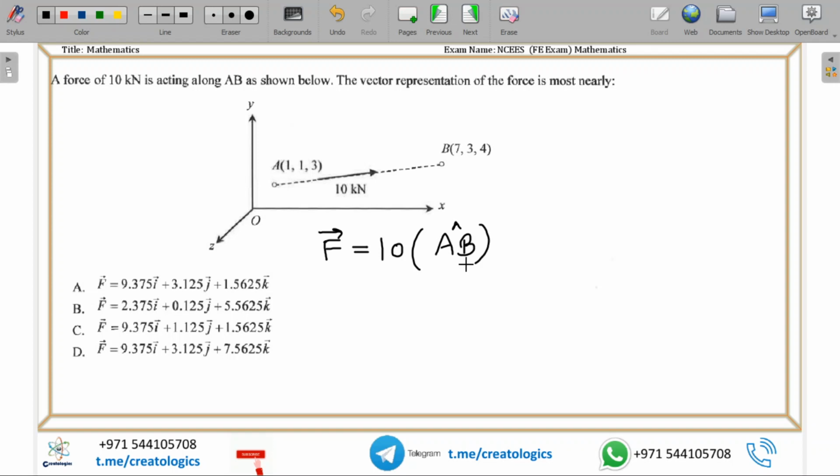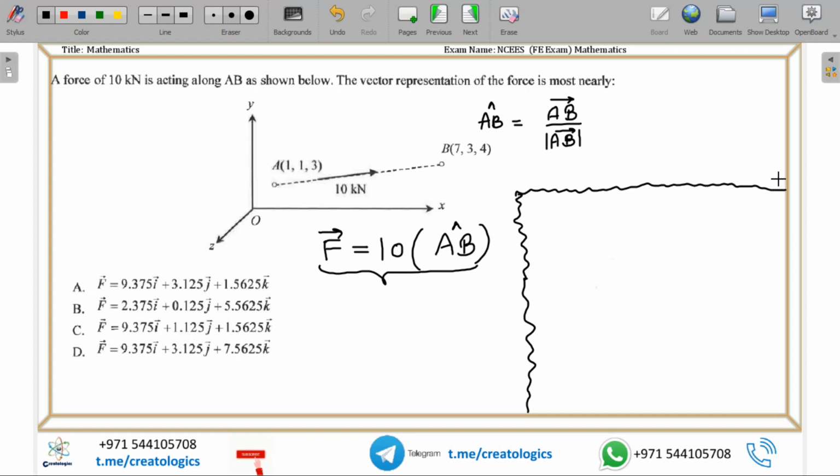Unit vector of AB. In order to get the unit vector, what is that? So in order to get the unit vector you need to divide your AB vector by its magnitude value. If you divide any vector by its magnitude value, you get a unit vector in that direction. So the AB hat is equal to AB vector divided by its magnitude value. That you have to substitute here in order to get the answer. Now the only work is to get the AB hat value. How to get that? Using the vector formation.